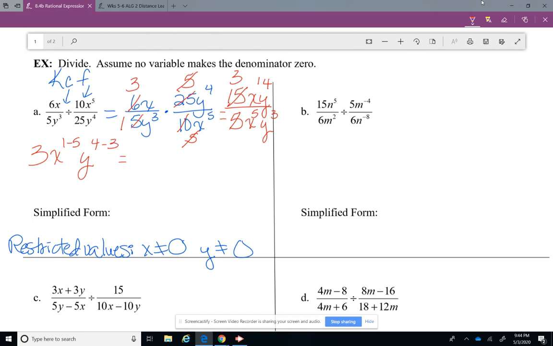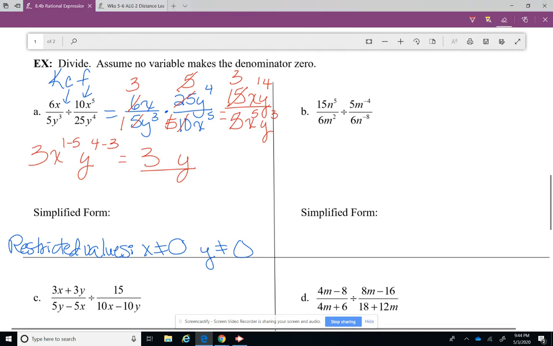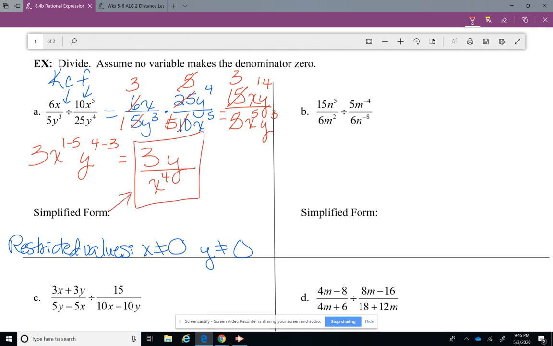All right, so we have 3x to the negative 4, y to the 1, and we won't write it. We're going to put this over 1. We're going to take the x to the negative 4 and bring it down into the denominator, and it's going to become x to the 4th. And I'm just going to slide my y over a little bit, and that is my final answer, 3y over x to the 4th. X cannot be 0, and y cannot be 0.